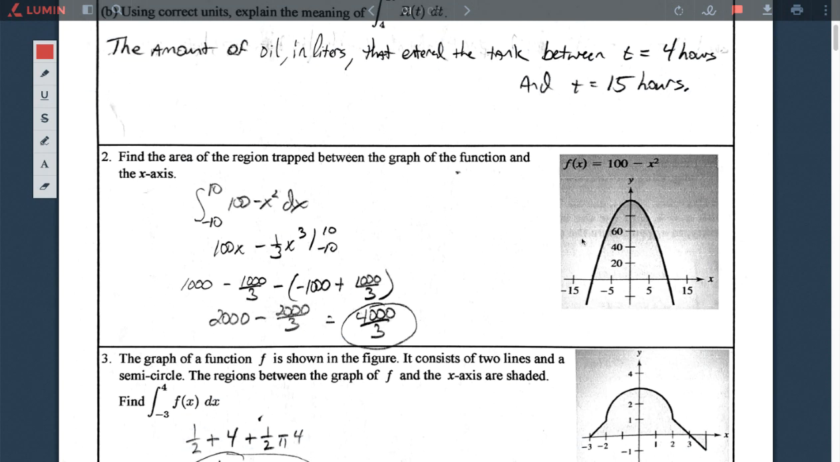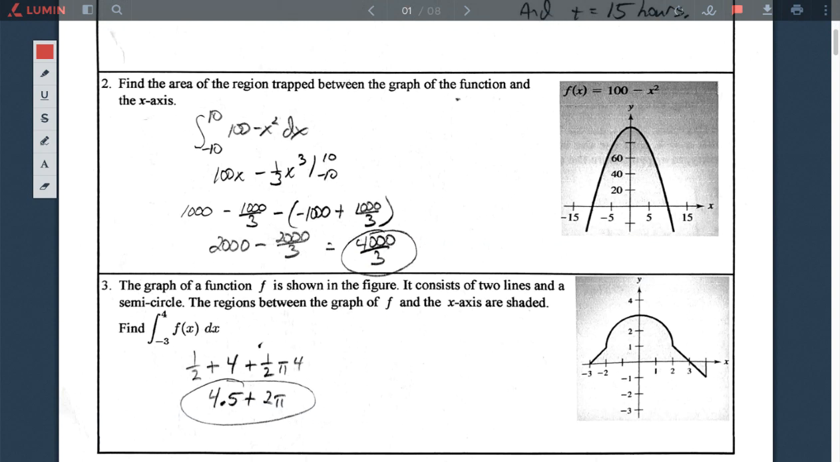Find the area that's trapped. Area, again, we're just doing a definite integral to get that. So we go from -10 to 10 of 100 minus x squared dx. Then we integrate, make sure we plug the top in first, minus, plug in the bottom. We end up with 4,000 over 3. Pretty straightforward on that problem.